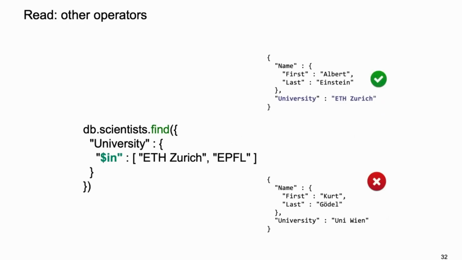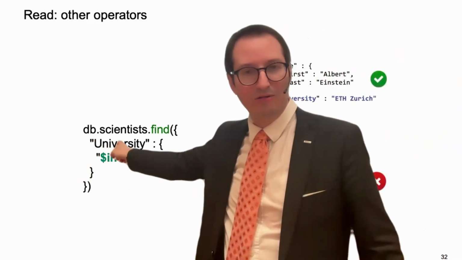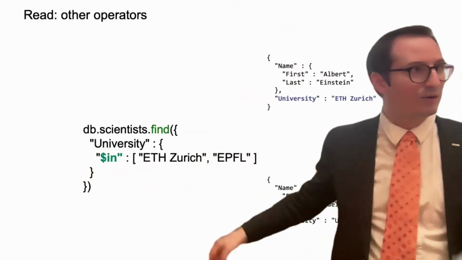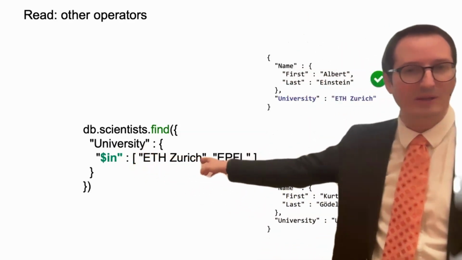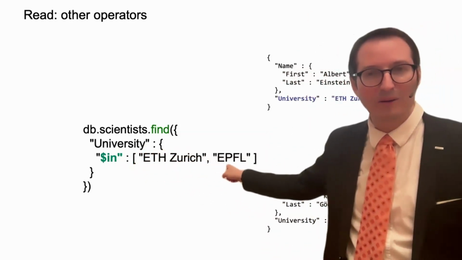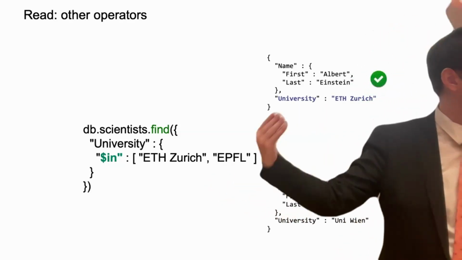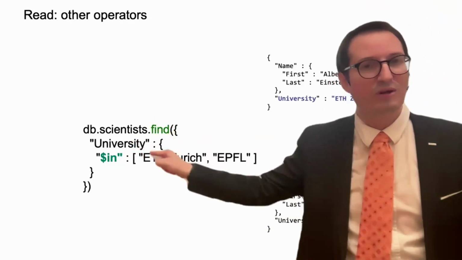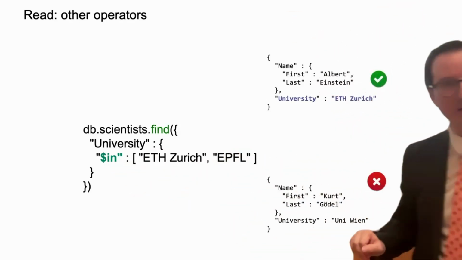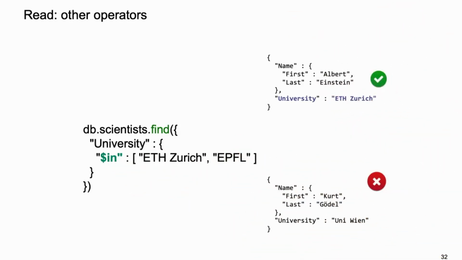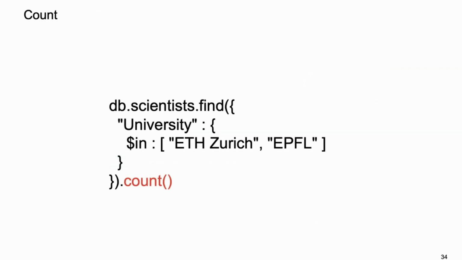There is also an operator called $in that checks whether a value is inside a specific set of values. It also exists in SQL, by the way. You also have the in keyword in SQL. So here it's in ETH Zurich or EPFL. Note that it would be equivalent to a $or with University ETH Zurich, University EPFL, right? So $or or $in, you can use one or the other. So here it's going to return this one and not this one. And $nin is the opposite. That's yet another one, and there's tons and tons and tons of other keywords.